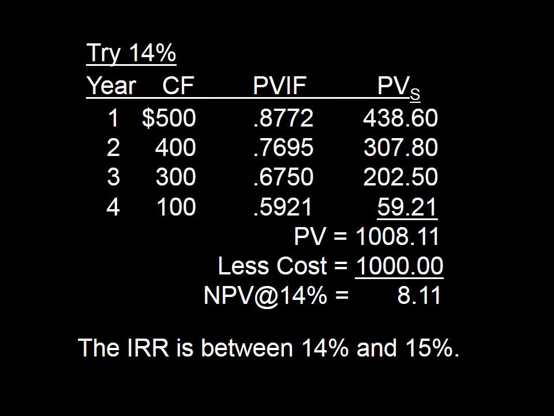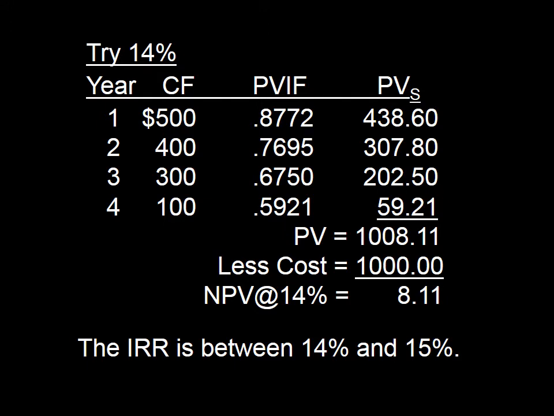Alright, so here I am at 14%. I go through the same exercise again, only this time using the present value interest factor at 14% for each year, and lo and behold, I'm over $8.11. So really, you can tell it's smack dab in the middle. The internal rate of return would be 14.5%. Okay, that's where the net present value would be 0.